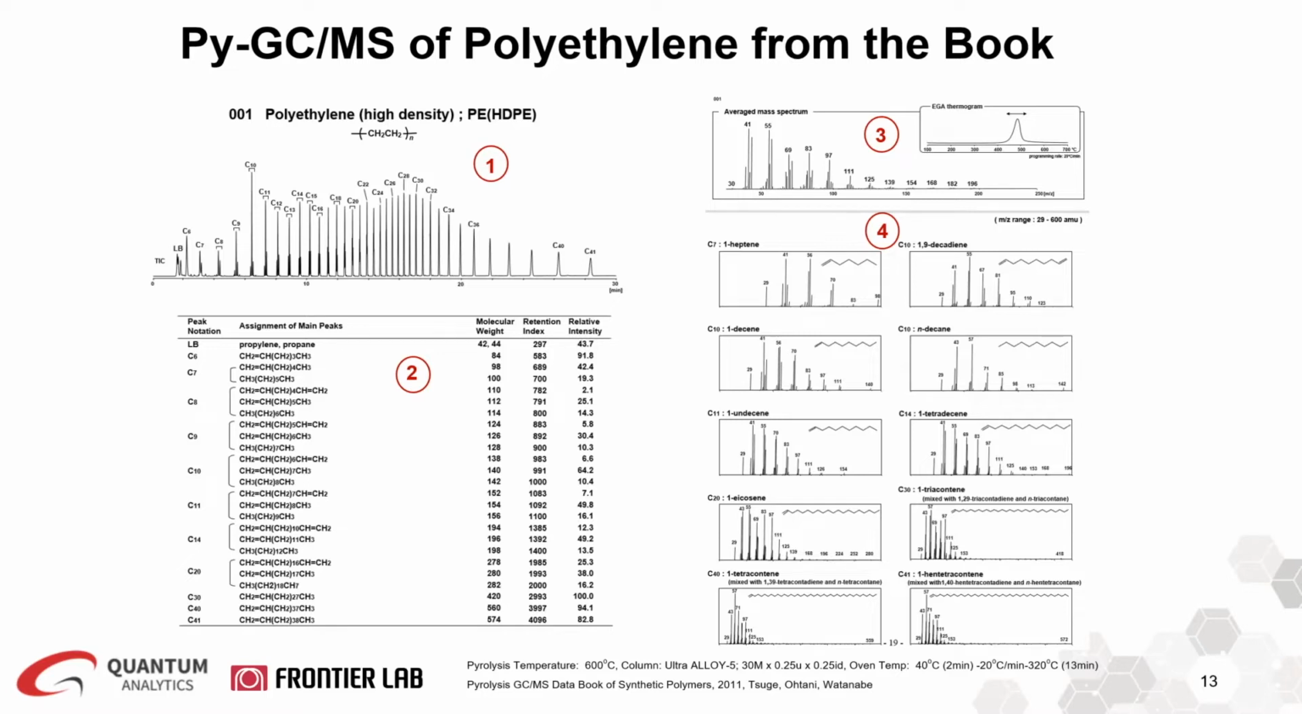Then number 2 is the peak assignment table together with the molecular weight, relative peak intensity, and the retention index. And then number 3 is the EGA thermogram that was performed from 100 to 700 C at a rate of 20 degrees per minute, as well as the average mass spectrum of the EGA thermogram. And number 4 category is the mass spectrum of the top 10 major peaks. So FSearch is a search engine software that contains all that information from the book.